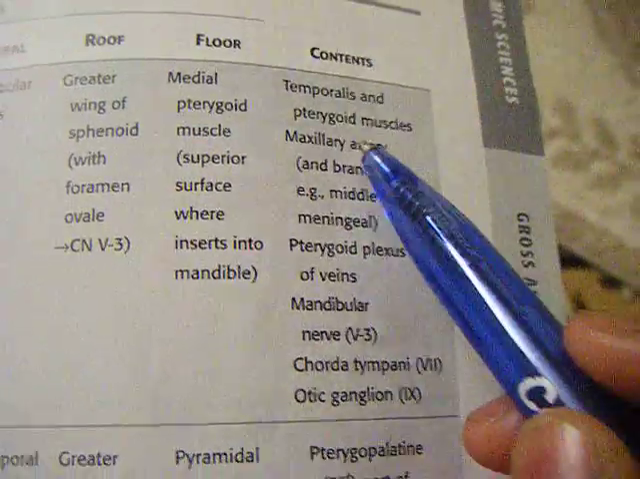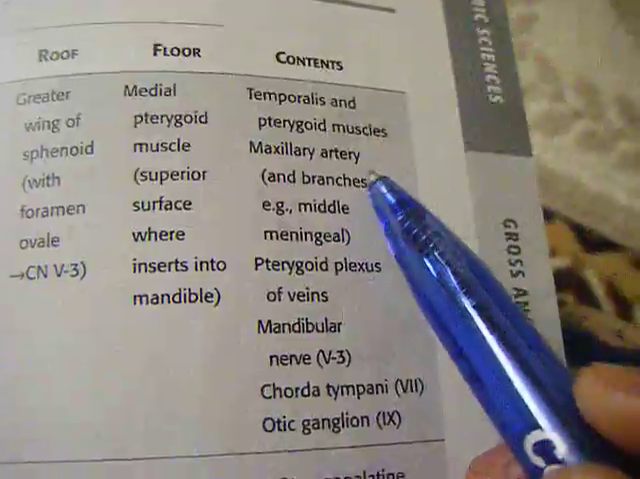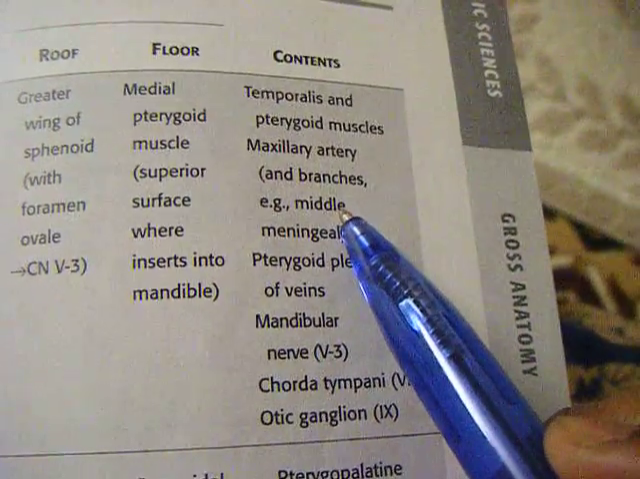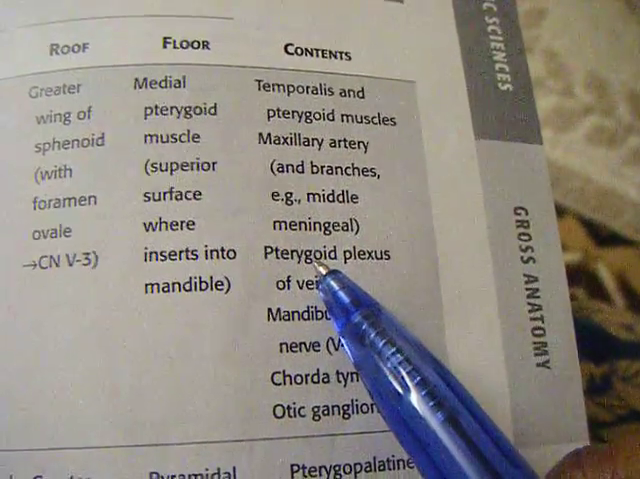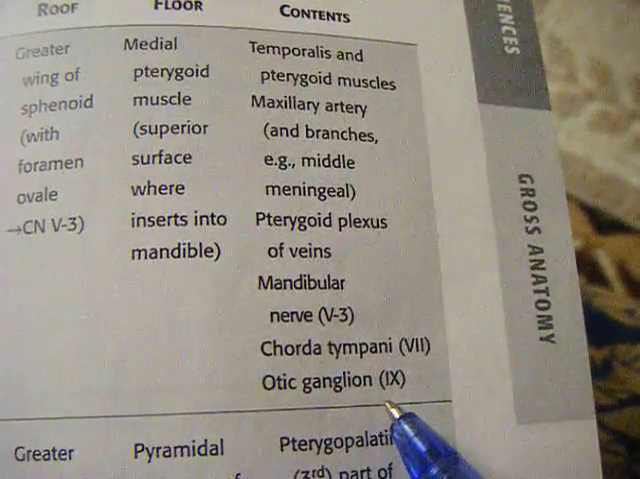And the contents of the infratemporal fossa are temporalis and pterygoid muscles, maxillary artery and its branches, then pterygoid plexus of veins, mandibular nerve, chorda tympani and otic ganglia.